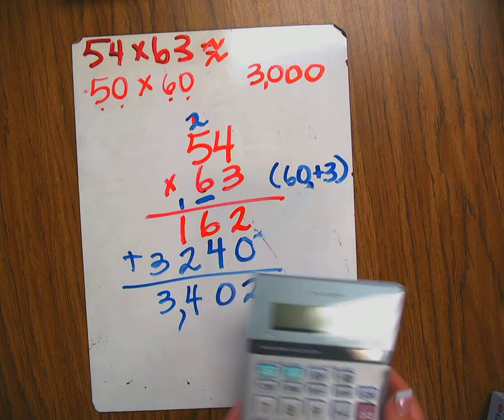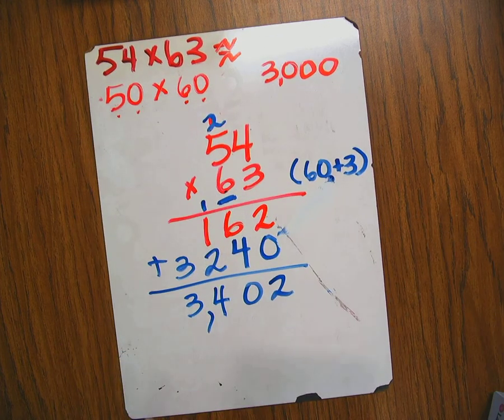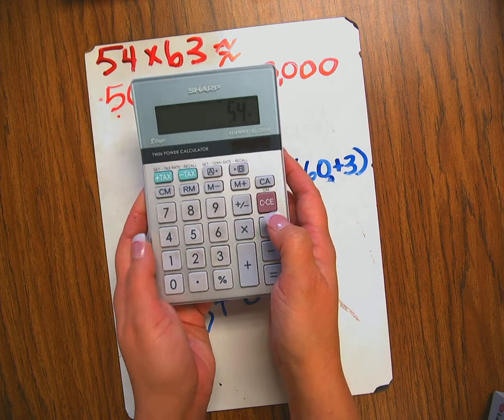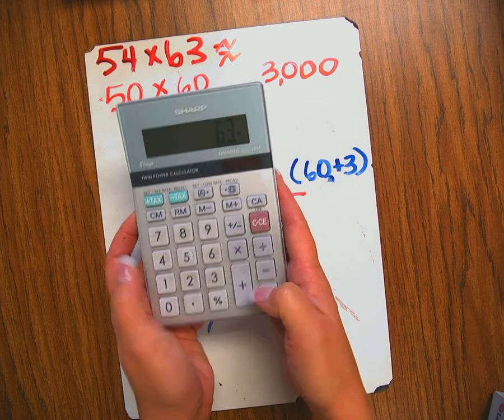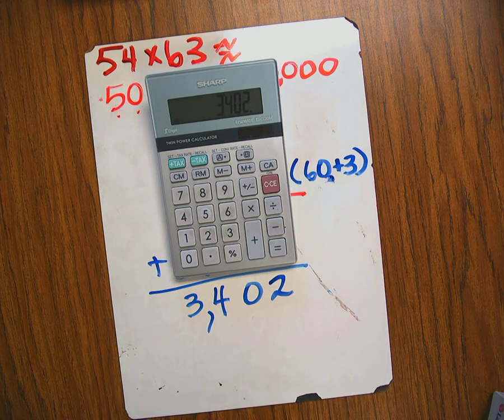So let's look on here now. Remember that it was 3,402. And I'm just going to put in 54 times 63. I'm going to set that there, and I'm going to push equals. And it says 3,402, and that's exactly what I got.